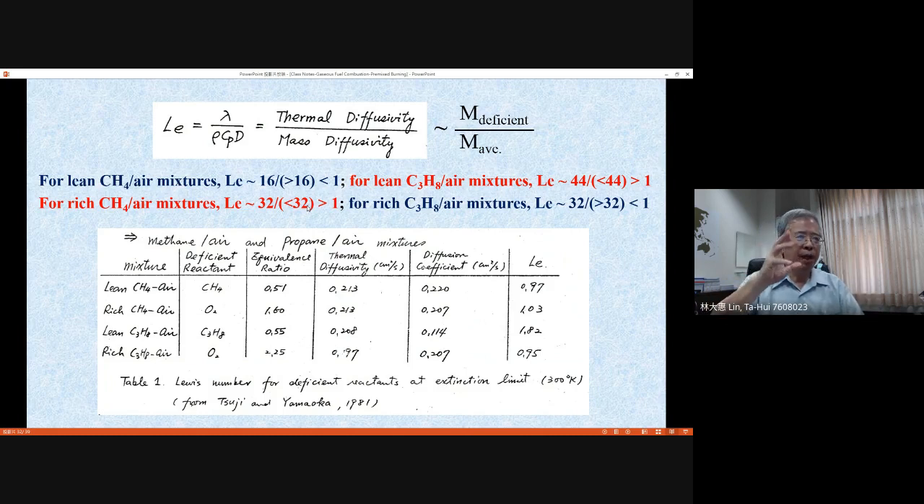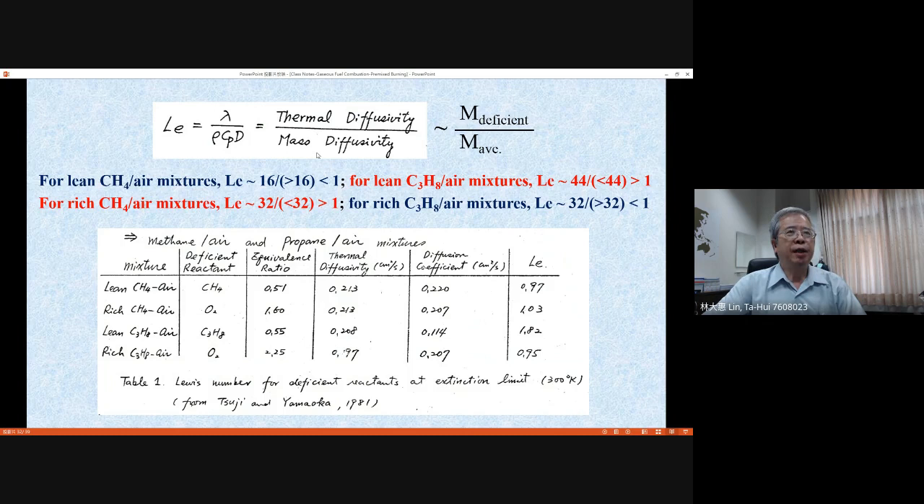Now keep in mind, a Lewis number larger than 1 means the thermal diffusivity is stronger than the mass diffusivity, because the strength of the numerator is larger than that of the denominator. Conversely, if the Lewis number is smaller than 1, it means the mass diffusion is stronger than the thermal. Okay, remember it this way.